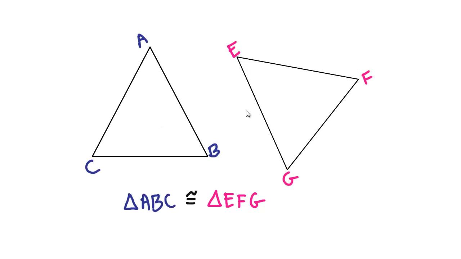Alright, let's take a look at this one here. We have triangle ABC, and that's congruent to triangle EFG. So therefore we have to match up the corresponding vertices. So we can say that angle A is congruent to angle E, and angle B is congruent to angle F, and angle C is congruent to angle G.